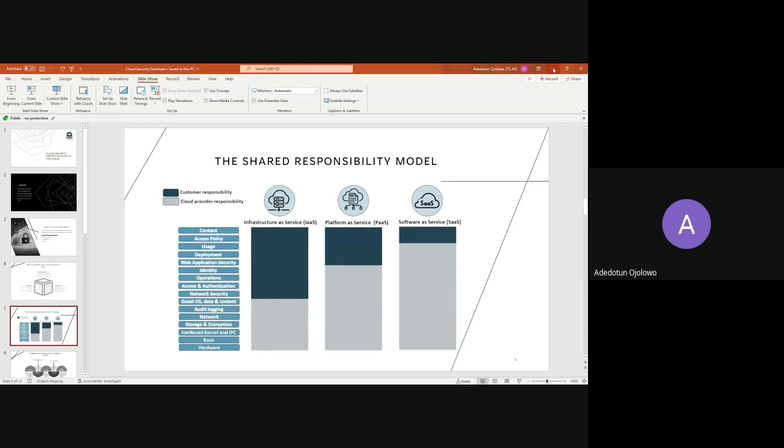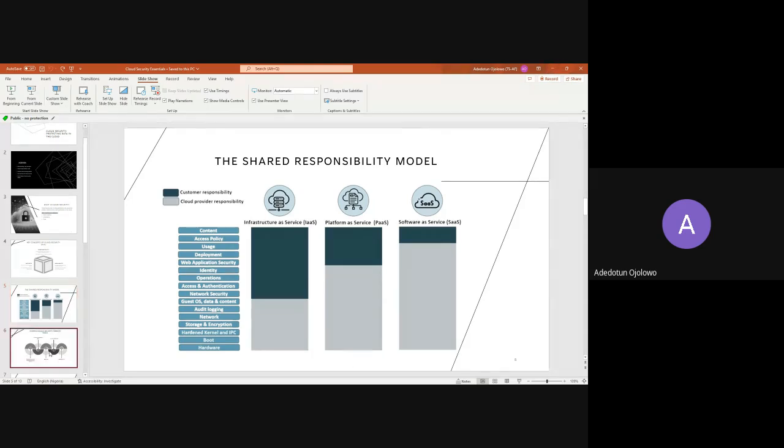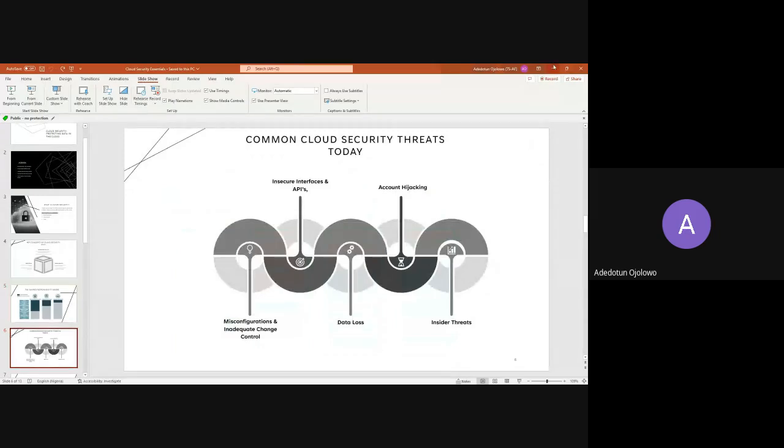Okay, so we'll move to the next slide. In this slide, we're going to be talking about some common cloud security threats today.